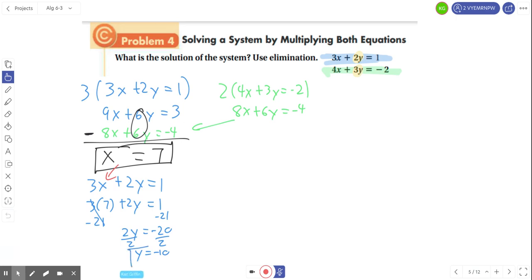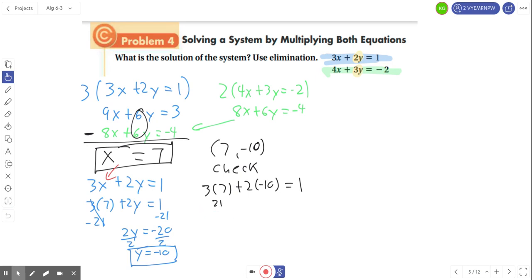Okay, so that's what I think my answer is. I think my answer is 7, -10. I think that's the point where the two lines cross. Let's check it. 3 times 7 plus 2 times -10 equals 1. 3 times 7 is 21, -20. That does equal 1. Cool.